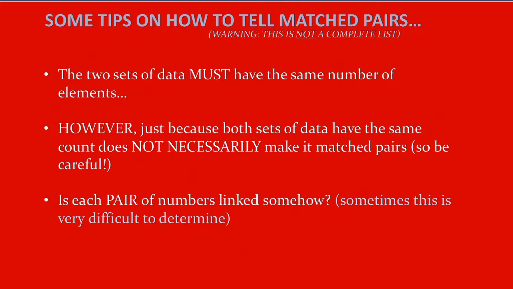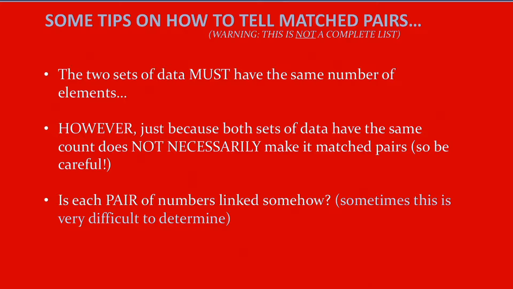The two sets of data must have the same number of elements, right? We've seen questions before. The question I think you did on the FRQ, the practice FRQ yesterday, one group had 110, one group had 100. Can't be matched pair if they're not the same, okay? So that's one way to kind of tick it off the list.